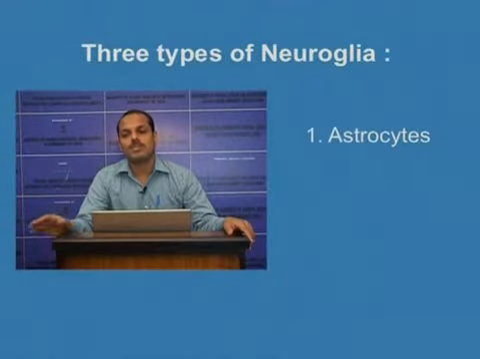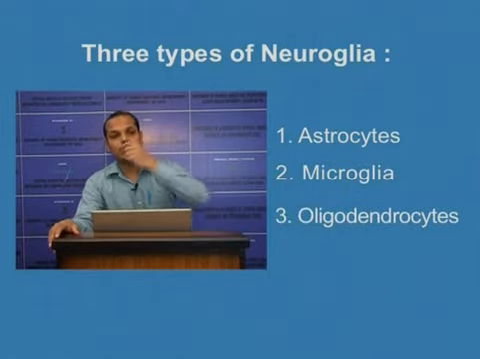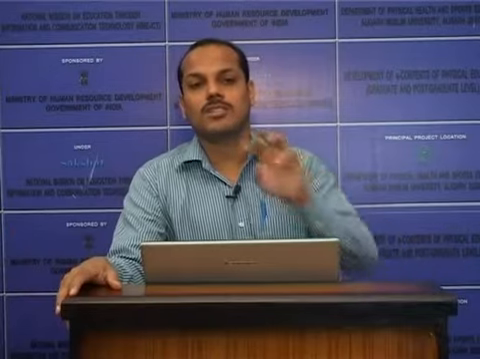There are three types of neuroglial cells seen in the nervous system: astrocytes, microglia and oligodendrocytes. Astrocytes, by the name itself you can understand their shape. They are star shaped and work as an intermediate agent for transferring substances between blood and neuron. So this is the anatomical basis of the blood-brain barrier.